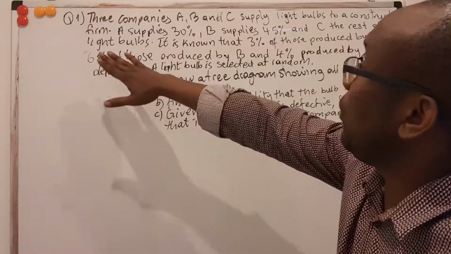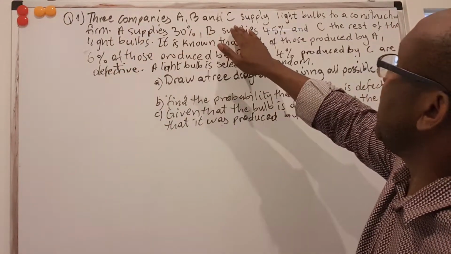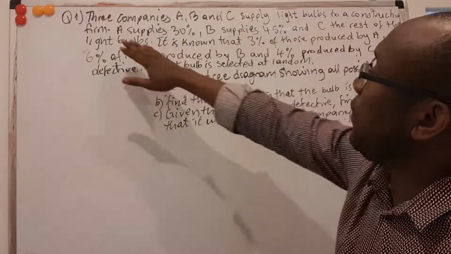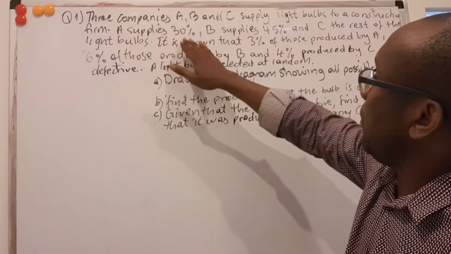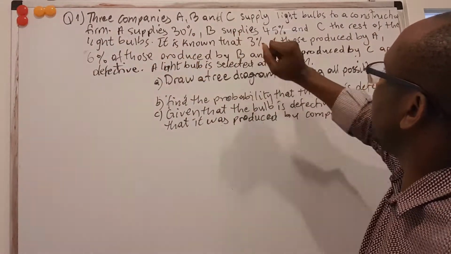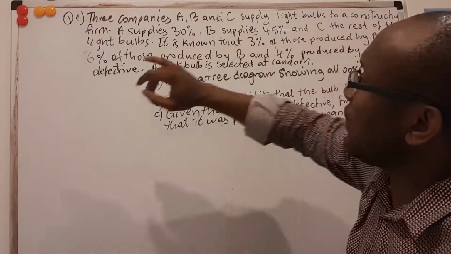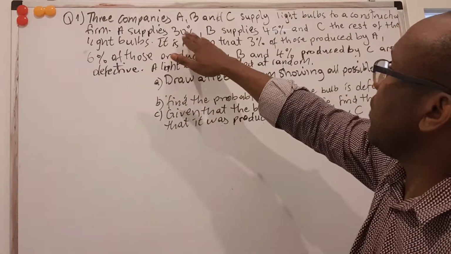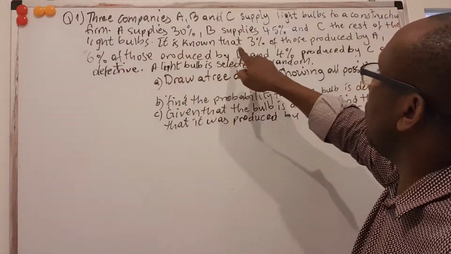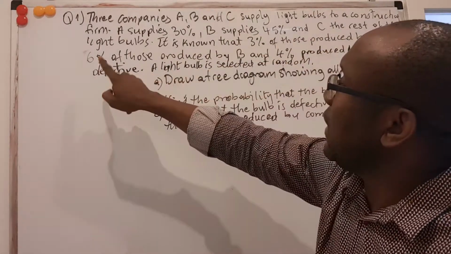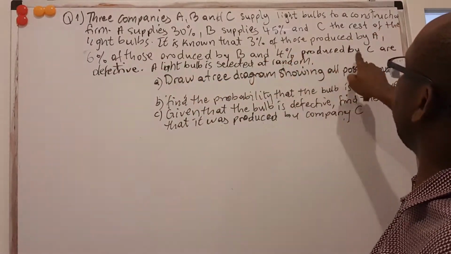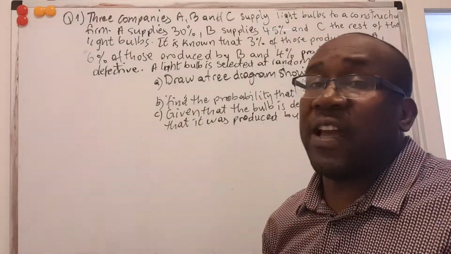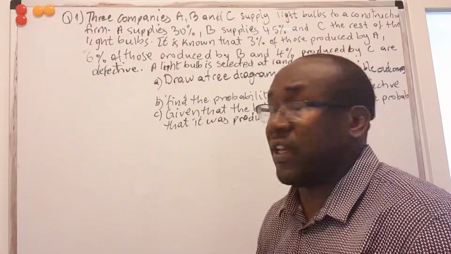So let's see. The question says 3 companies A, B, and C supply light bulbs to a construction firm. A supplies 30%, B supplies 45%, and C the rest of the bulbs. So it's just 100% minus the sum of these two. It is known that 3% of those produced by A, 6% of those by B, and 4% produced by C are defective. These are not perfect.